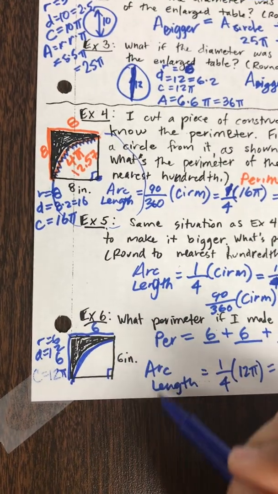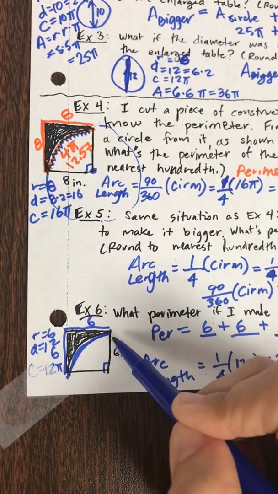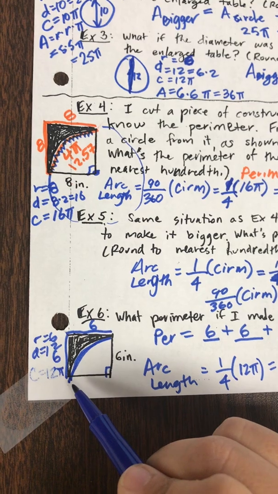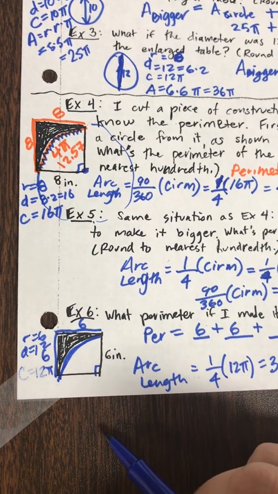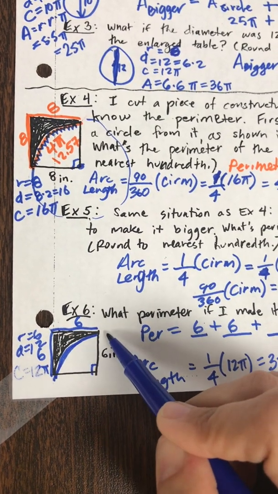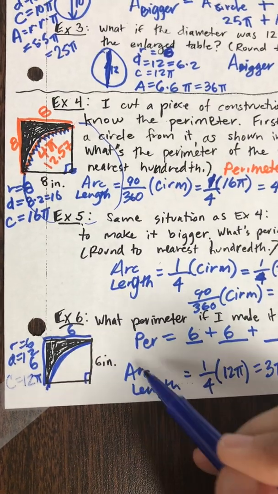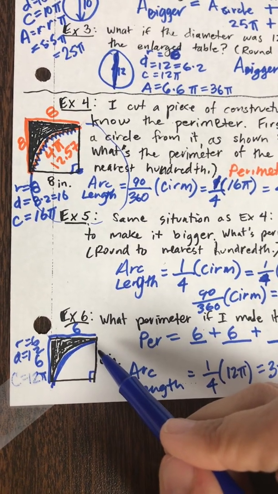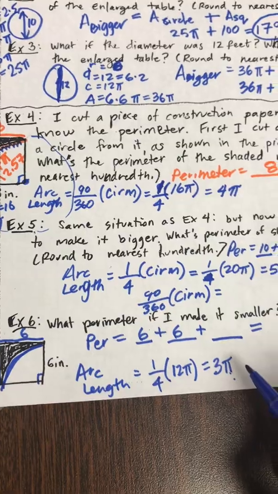So again, if all the way around the circumference is 12 pi, this much would be 3 pi, and 3 more pi, and 3 more pi, and 3 more pi. That would be 12 pi. So a quarter of it is 3 pi.